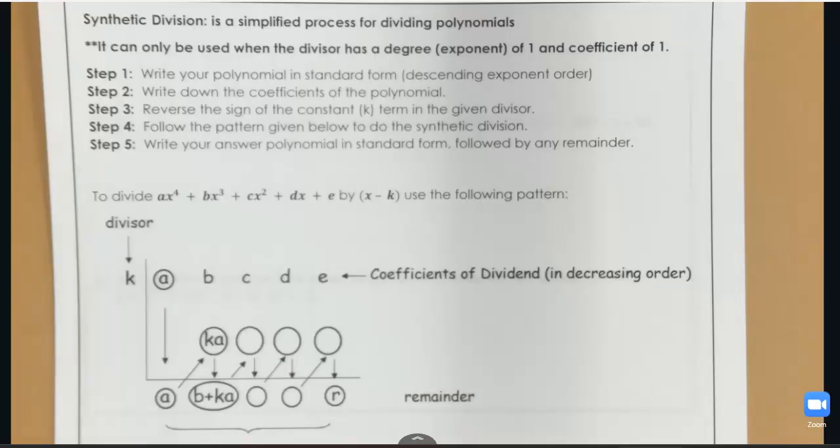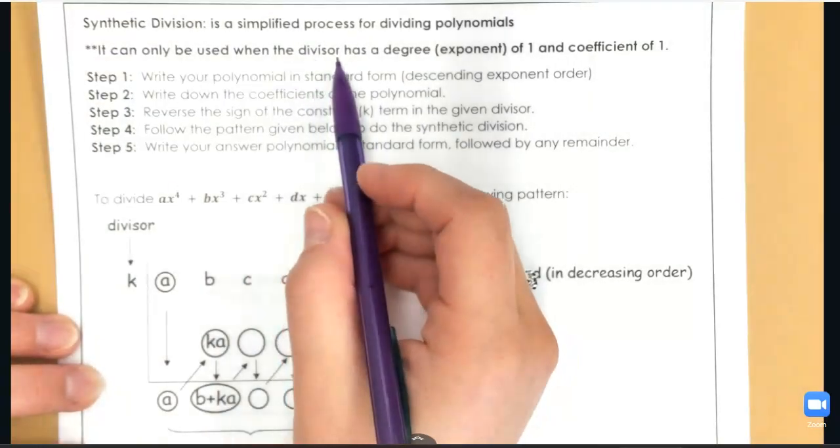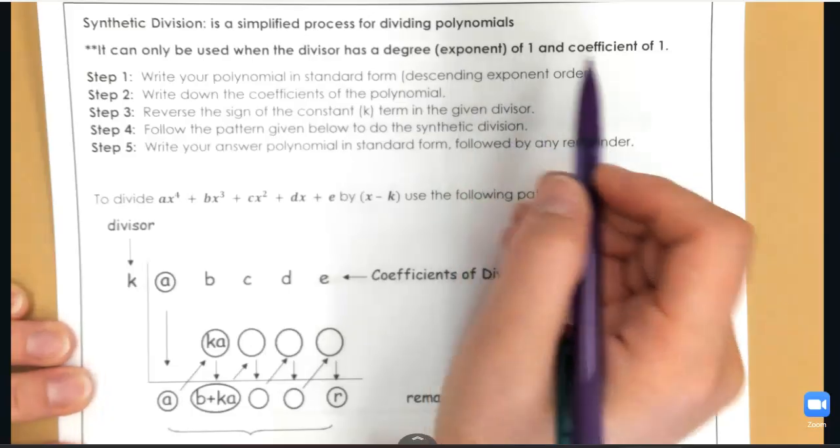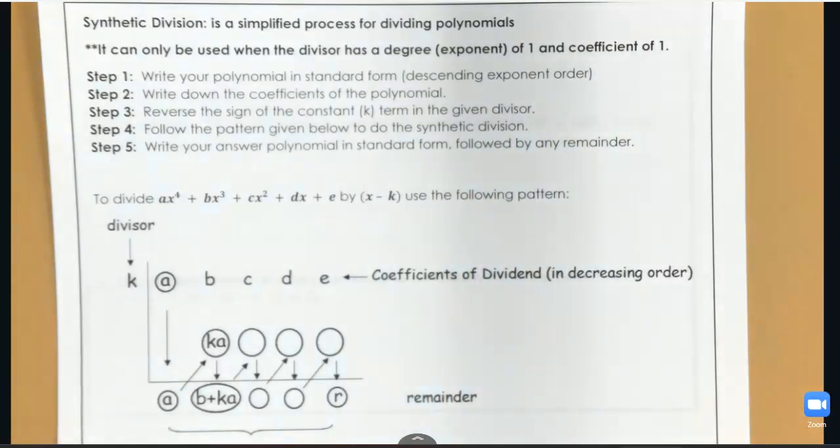So something to note here, the reason that we still had to learn the long way is because you can only use synthetic division when your divisor, the thing after your division symbol, has an exponent of 1 and a coefficient of 1. If you have a coefficient other than 1 or an x squared, you cannot use synthetic division. It will not work. You have to use long division.